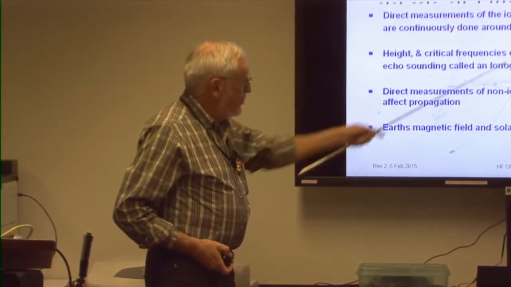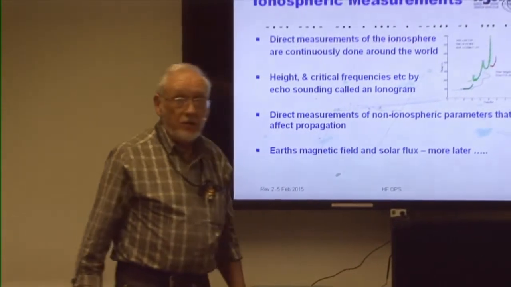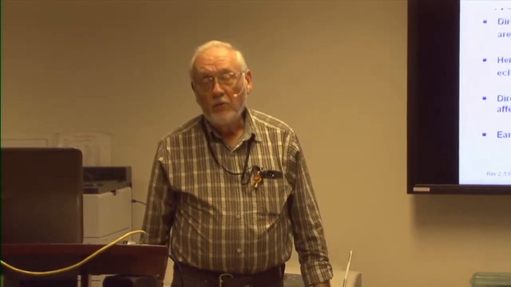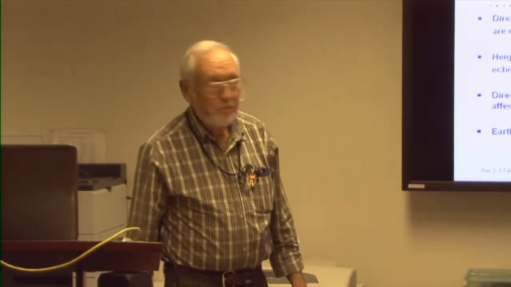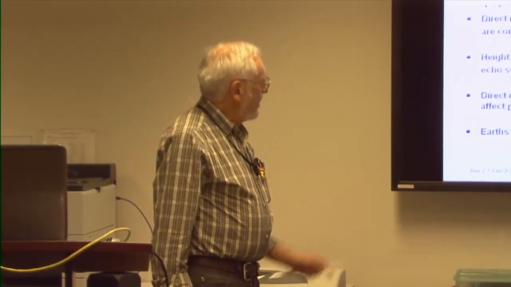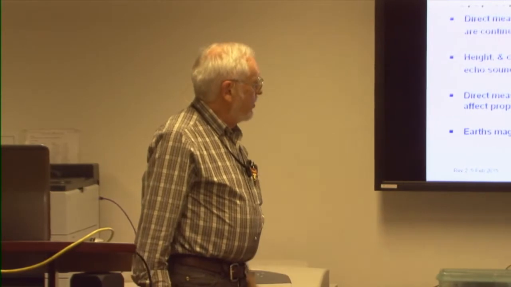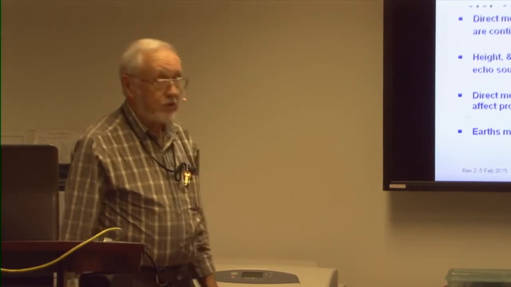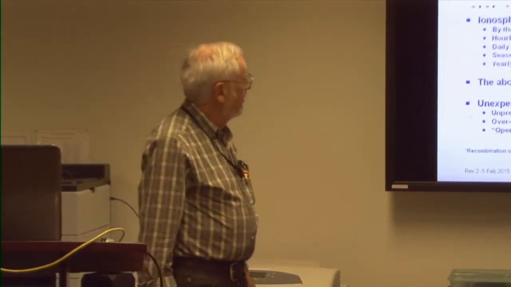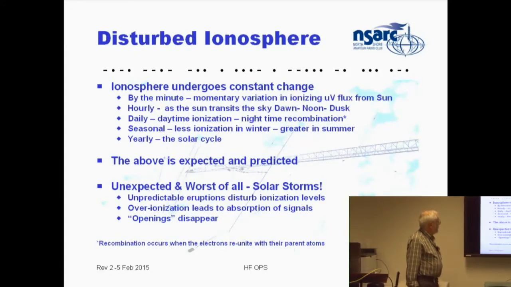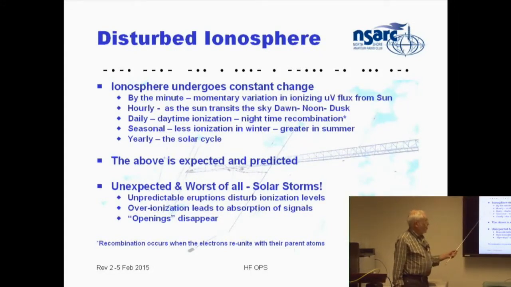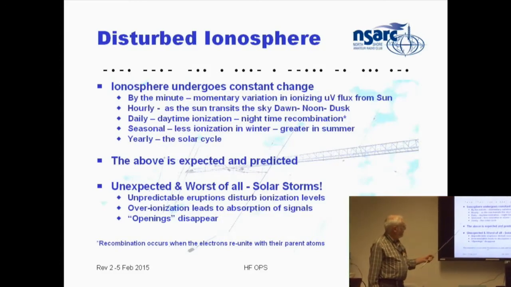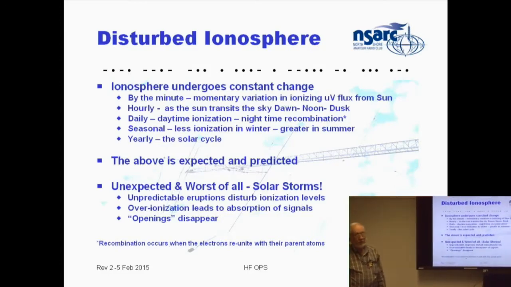Anyhow, these are measured all day, every day, at many stations. You can look them up on the web and see what's going on in terms of how refractive, I should say, the ionosphere is. Okay, so that's a direct measurement of the ionosphere, but there are other things that affect the ionosphere as well: Earth's magnetic field and, of course, the solar flux. So we're going to talk about the disturbed ionosphere. It undergoes constant change by the minute, by the hour, daily, seasonal, and yearly. Take your pick.